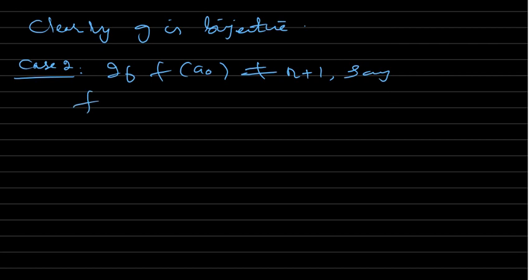अब केस सेकंड है. केस फर्स्ट वाज सिंपल. केस सेकंड में क्या है कि अगर a naught की इमेज n plus 1 नहीं है, if f of a naught is not equal to n plus 1, say f of a naught is some m, suppose. So where this m is not equal to n plus 1, so m varies from 1, 2, and so on, and it is some value among these. m is not equal to n plus 1.